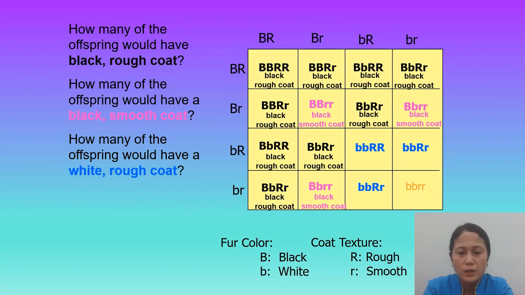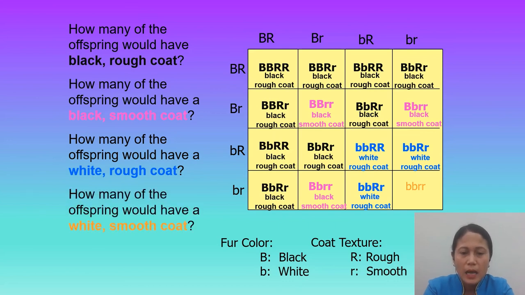White rough coat. So all those written in blue are white rough coat. So what's our determiner? There has to be two small b's and one big r. At least, okay, two small b's and one big r. And then last, how many of the offspring would have a white smooth coat? So that one in orange is the white smooth coat. So the determiner here, there has to be two small b's and two small r's.